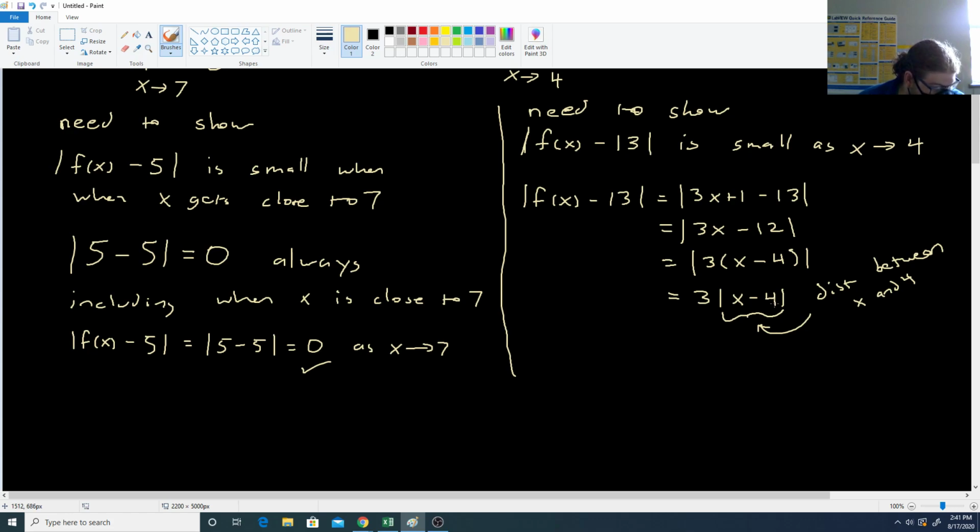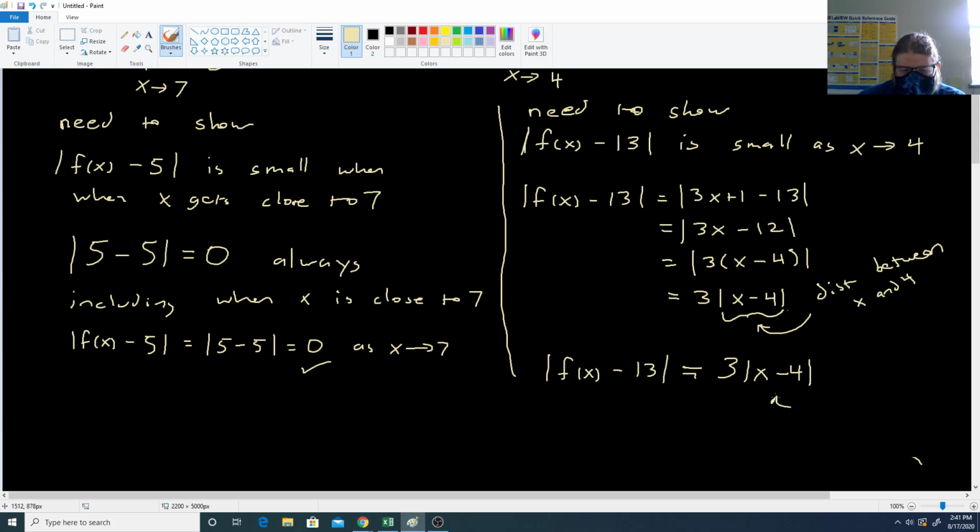So basically, we can wrap this up as f of x minus 13. That distance is equal to, stop drawing, stupid pen thing. That distance is equal to, oh my gosh. Okay, there we go.